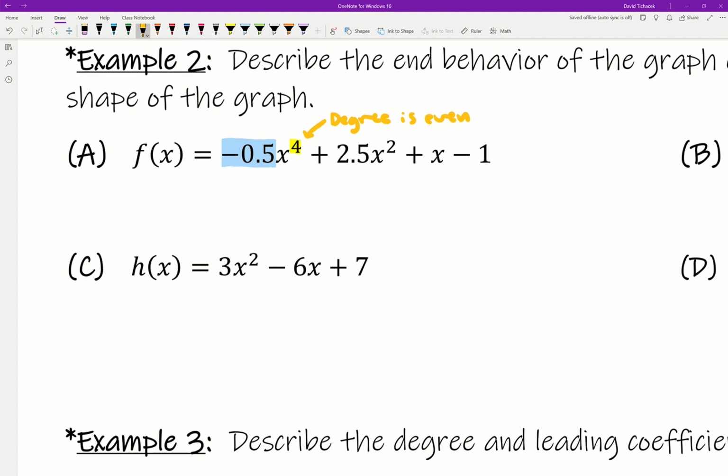To determine which one, we take a look at the leading coefficient here, and we would see that the leading coefficient is a negative number. So that means that overall we're going to have two ends that both point down, and that would be good enough for being able to describe that end behavior.